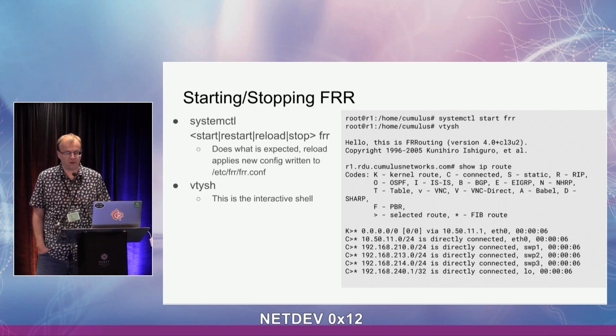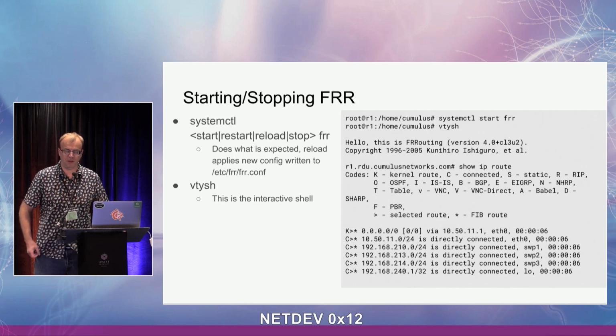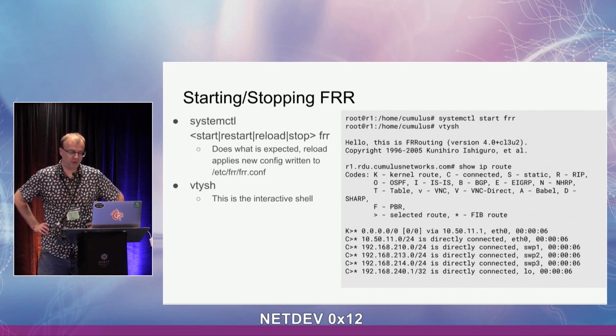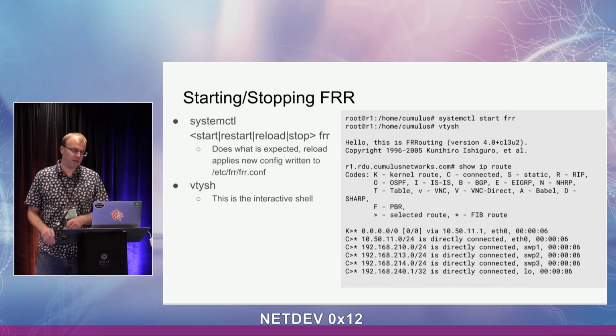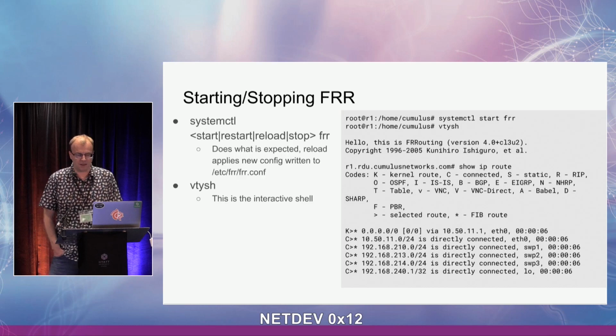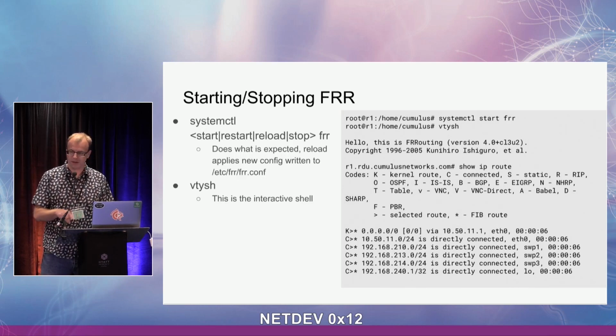The one thing that's interesting that we've implemented is the reload feature. If you modify the frr.conf file, which is the configuration file for FRR, and then issue a systemctl reload, it will take the configuration file, compare it to what you actually have running, and apply the diffs so you can get consistent. And here is an example on the side: systemctl start frr, and vtysh is the interactive shell that people can use.